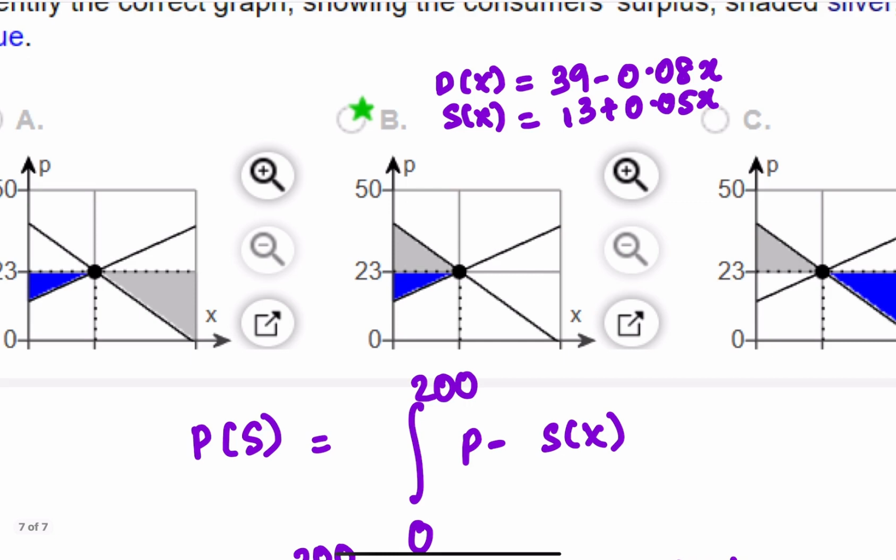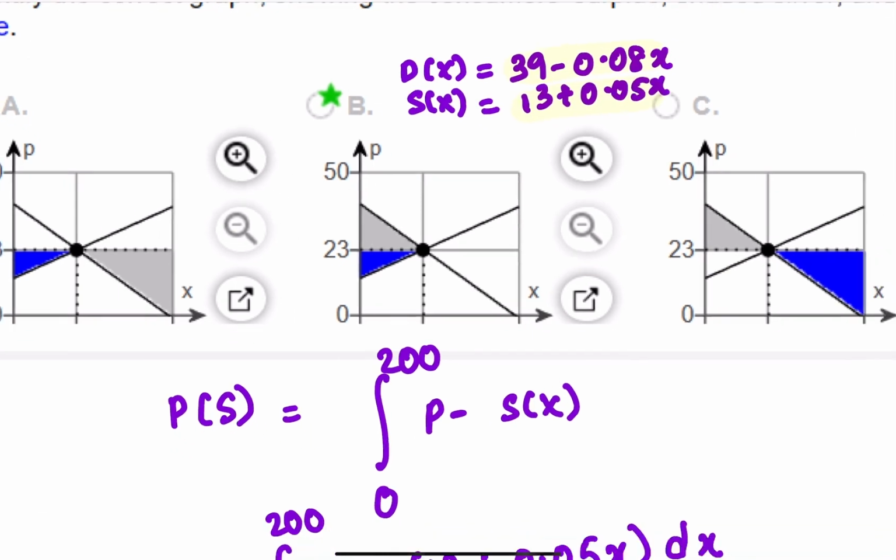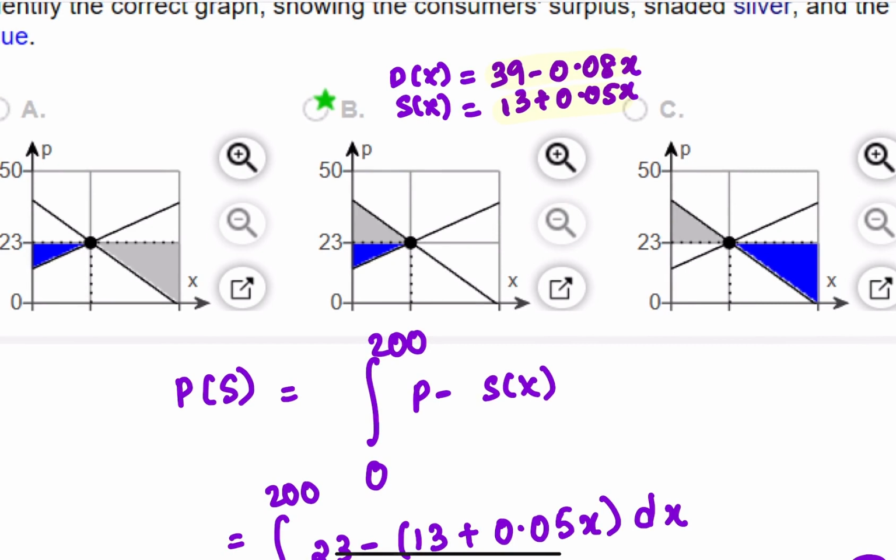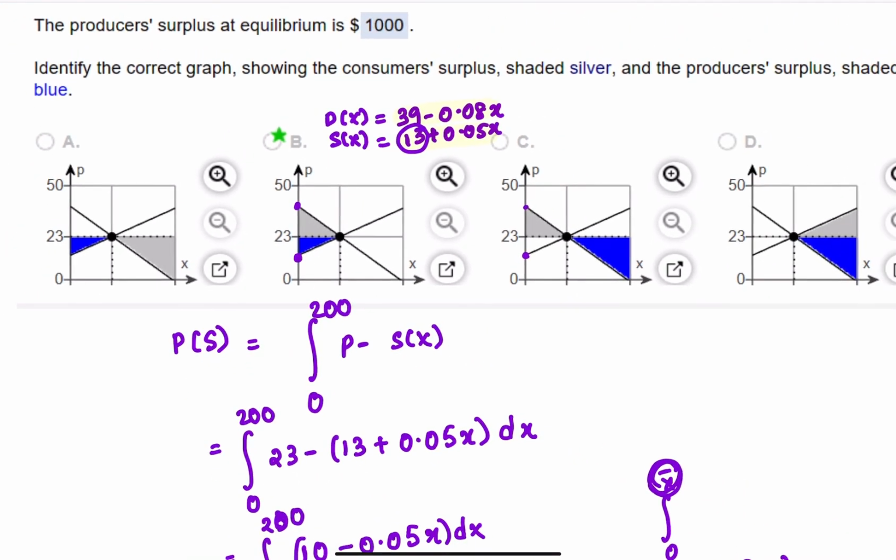Now look at this. One has a negative slope, so the dx is decreasing. The other one has a positive slope, so it's increasing. And the dx, like you can see here, the x-intercept is, this is 13, this is 39. So all of them are 13 and 39s, like you can see here. Very good.